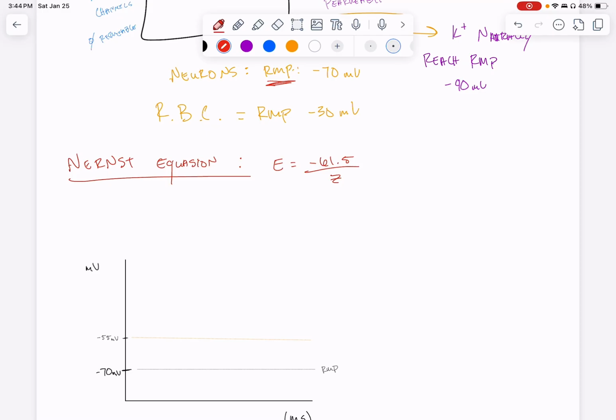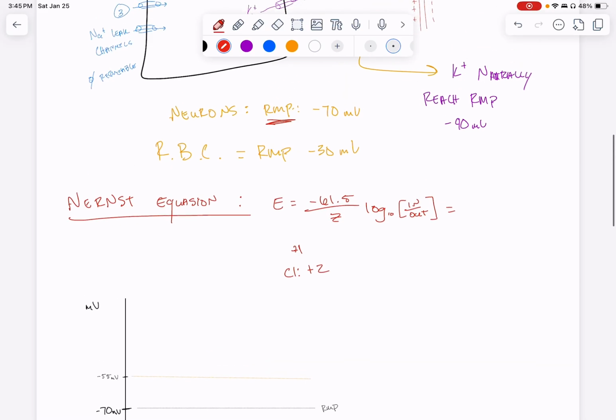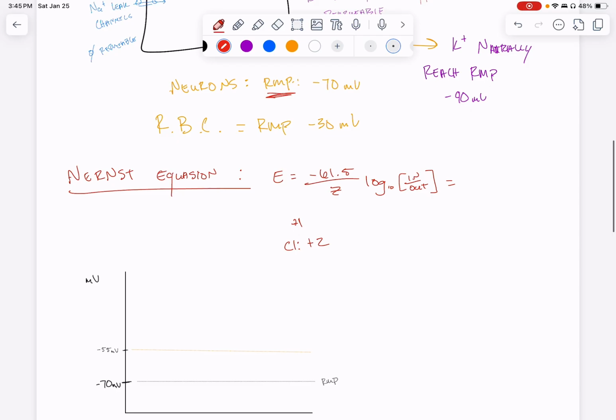Z is the valence charge of the ion, I believe. So for example, potassium and sodium would both be +1. But something like chloride would be closer to +2. Anyway, that's usually 1, and then you multiply that by the log base 10 of the concentration of ions inside the cell and ions outside the cell. And what that gets you is a value that will tell you the voltage at which the membrane rests. So neurons, like we were saying earlier, are going to be closer to negative 70 millivolts. But for other cells, it can be different, like red blood cells, I said negative 30.